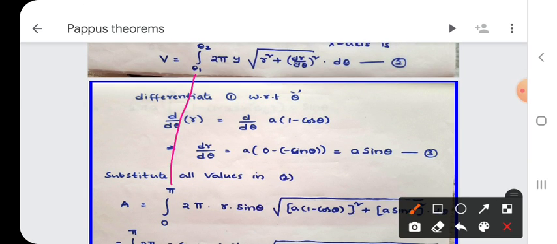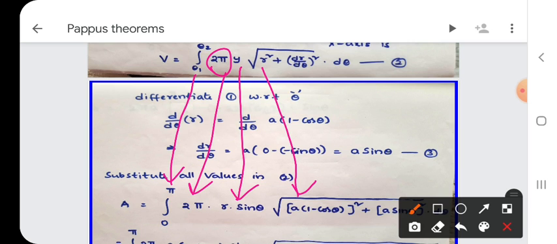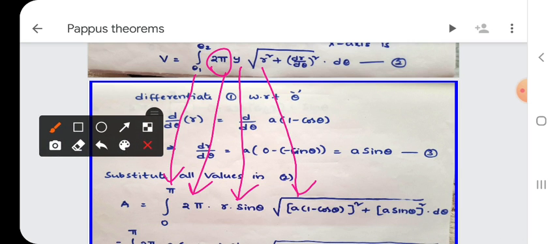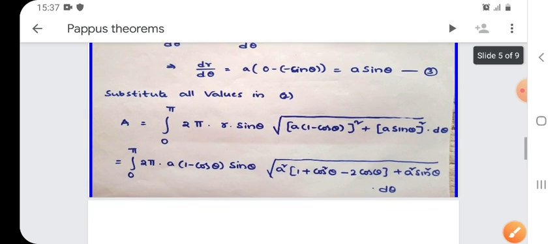Theta 1 to theta 2 means 0 to 2 pi, into 2 pi. What is y? y is r sin theta. Root r square means, given equation, a into 1 minus cos theta whole square, and dr by d theta value is a sin theta whole square d theta. Okay, next.